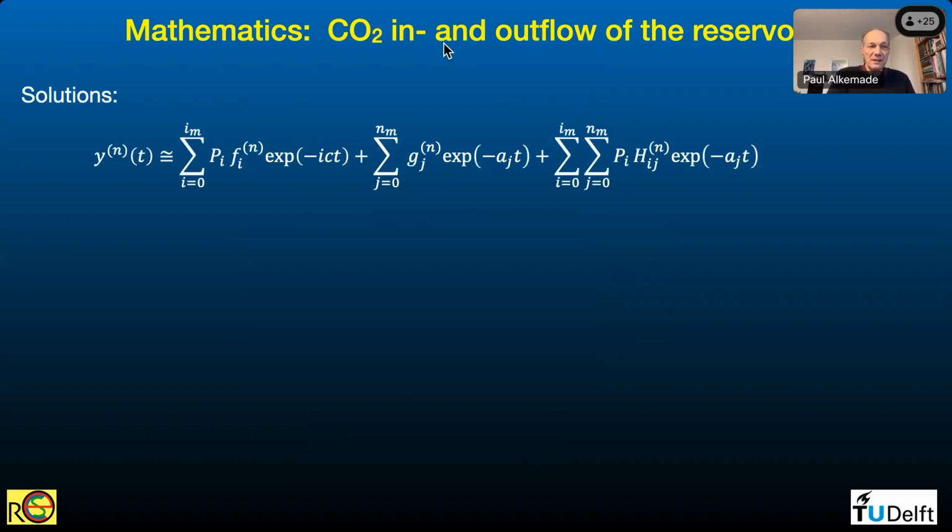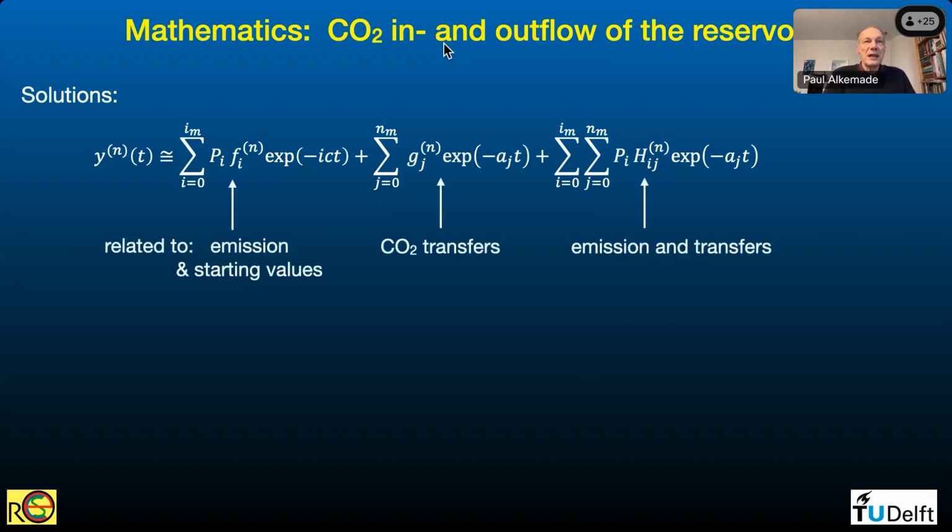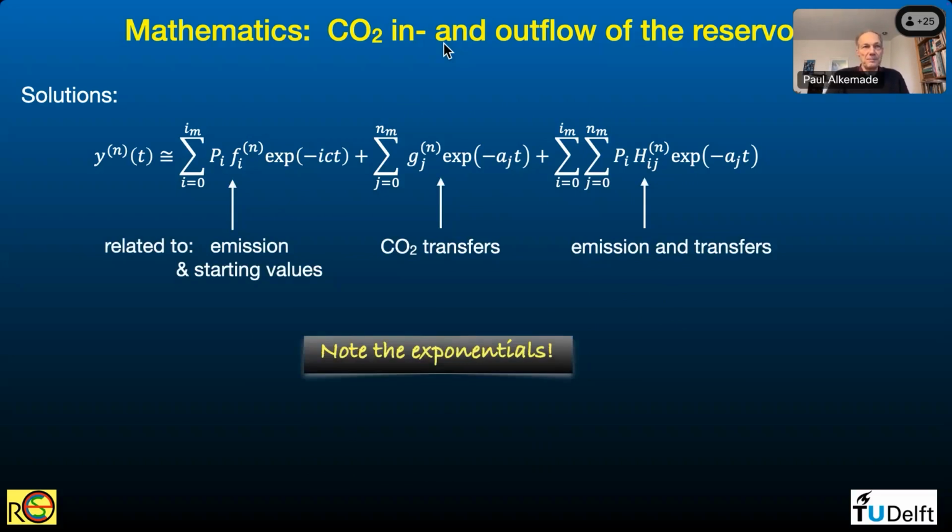The content Y of any reservoir is the sum of 3 terms. The first is related to the emission and the starting values. The second sum is related to the CO2 transfers between the reservoirs, and the third is a double sum that includes the emissions and the transfers. Note that it's full of exponentials. That is an easy way, Laplace transform, to solve differential equations.